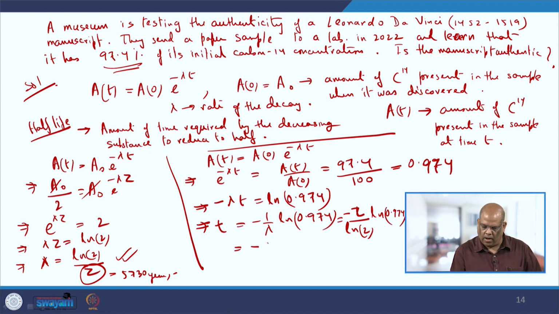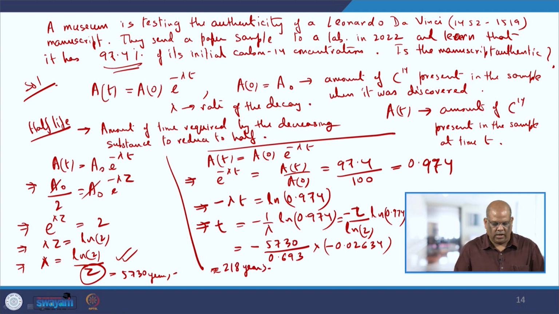So, you get minus 5730 divided by ln 2, which is 0.693, and ln 0.974 will be given by minus 0.02634, and this value is approximately equal to 218 years, and that is the age of the paper.